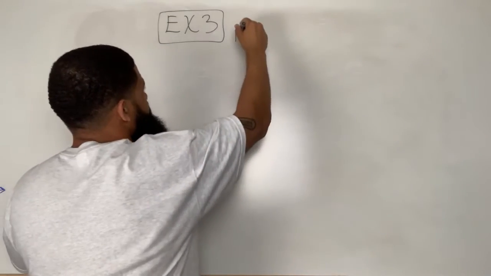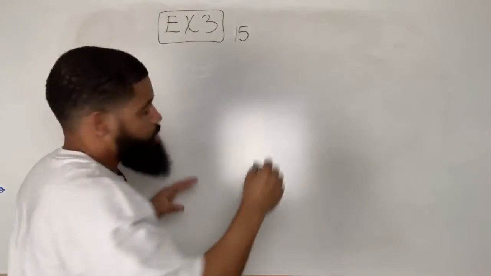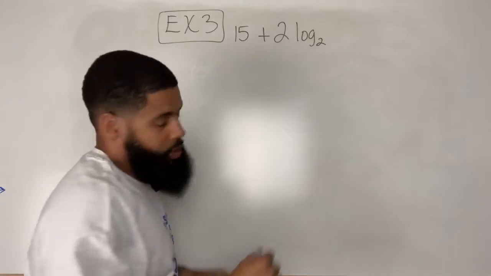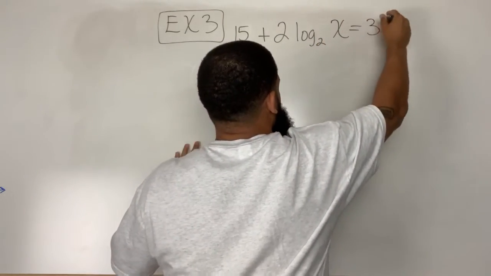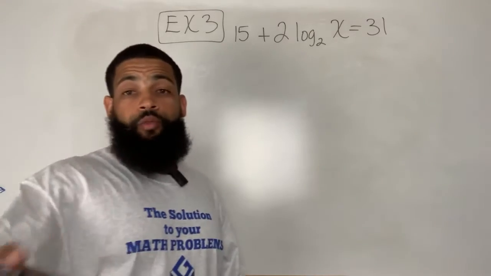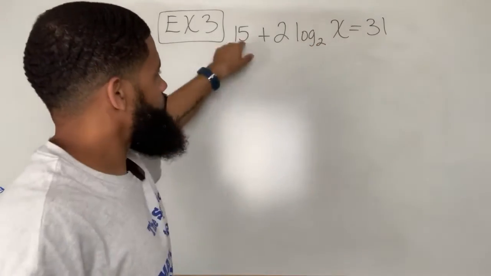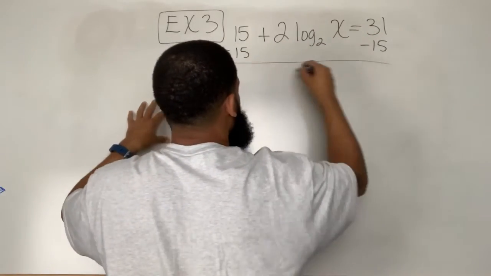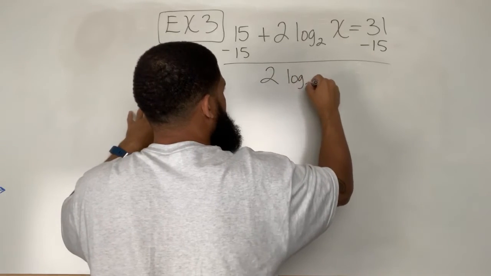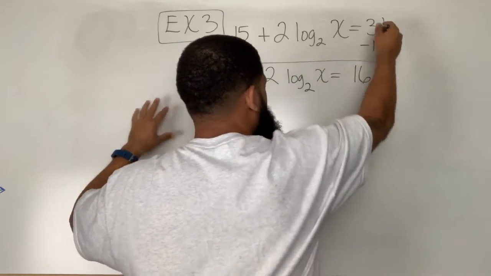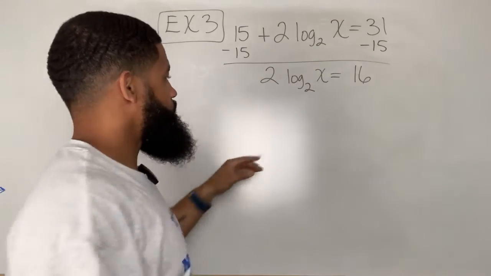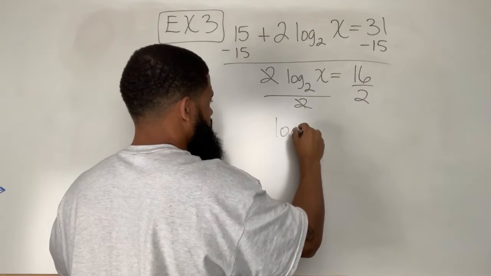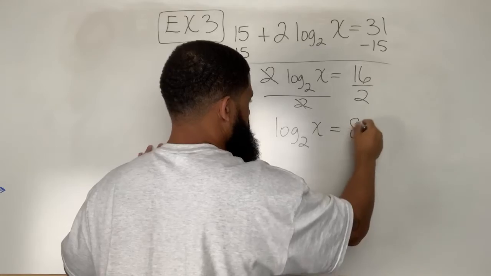So if I have 15 plus 2 log base 2 of x equals 31. All right. Once again, I need to get x by itself. Well, let's move all this other stuff. So let's subtract 15 from both sides. That gives me 2 log base 2 of x is equal to 31 minus 15, which is 16. This is multiplication, so I want to divide both sides by 2. And I'm left with log base 2 of x is equal to 8.